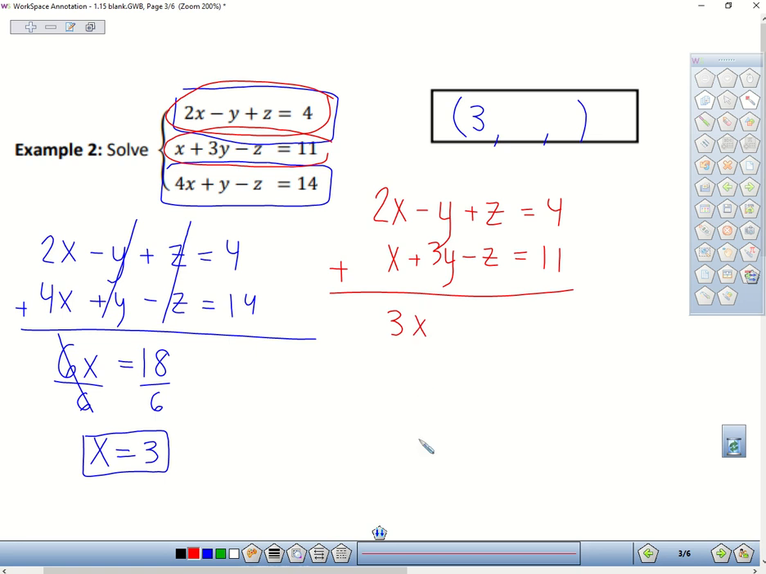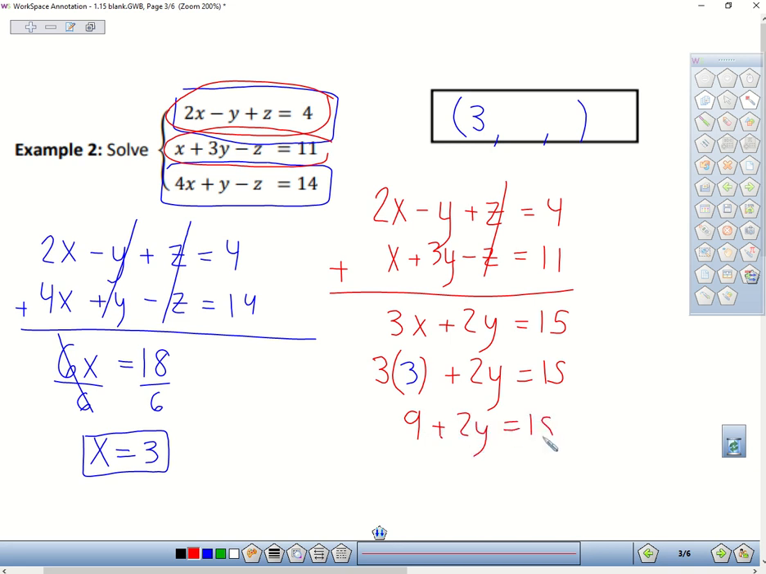That's going to give me 3x plus 2y equals 15. So now that I have this equation, how could I go about solving for y with this? Good, I can plug the x in, right? So that's going to be 3 times 3 plus 2y equals 15. That's 9 plus 2y is equal to 15. I subtract 9 on both sides. That gives me 2y is equal to 6.